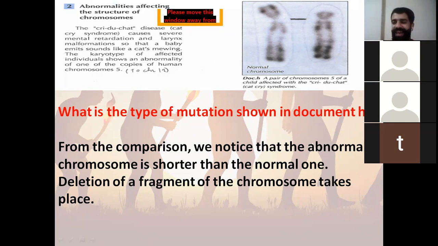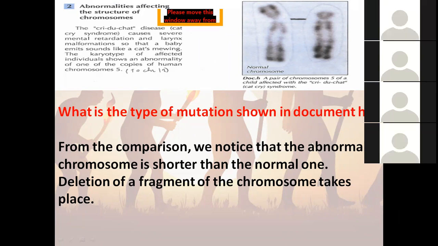Okay, moving to Hani. What do you think, Hani? This chromosomal abnormality, the Cri-du-Chat syndrome, does it affect the structure or the number of the chromosome? The structure, for sure. Why? Because a portion or a part of the chromosome was deleted here. So I have a piece of the chromosome that was deleted or removed. So here is deletion of a fragment of a chromosome. So this is a structural abnormality and it's not a numerical one.